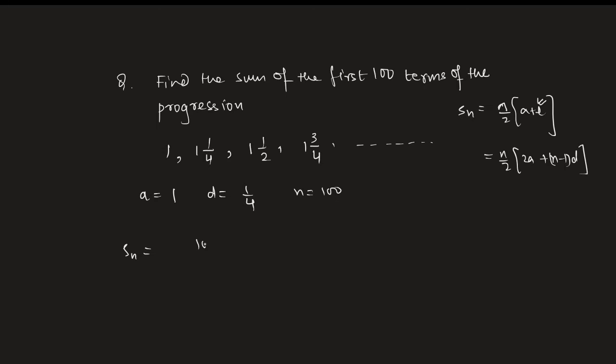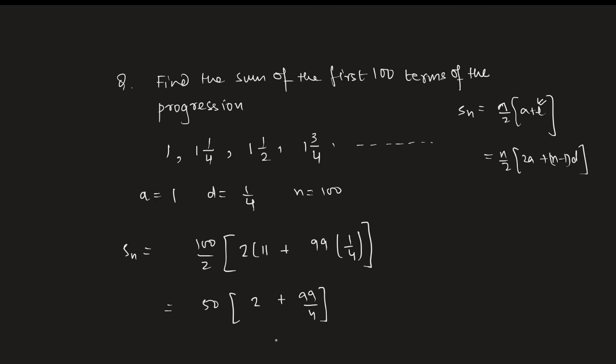n is 100, so 100 by 2, times 2 times a, that is 2 times 1, plus (n minus 1), so n minus 1 would be 99, multiplied by d. d is 1 by 4. So this gives us 50 times (2 plus 99 by 4).